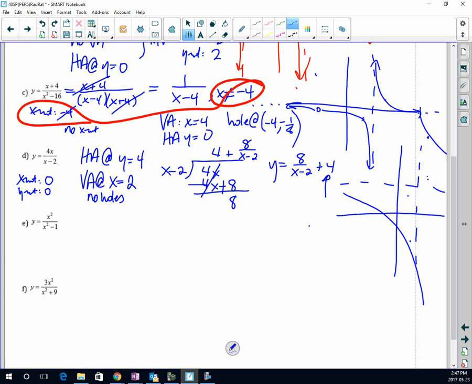Oh, I didn't draw that one. I don't know where I was drawing anyways. Oh, I drew this one wrong. Shoot. Because, no, that was right. So where my x-intercept is at -4, it doesn't actually cross there. So that's kind of weird.